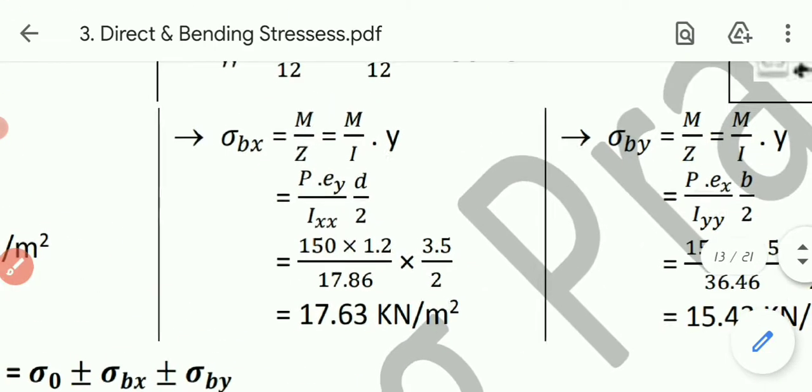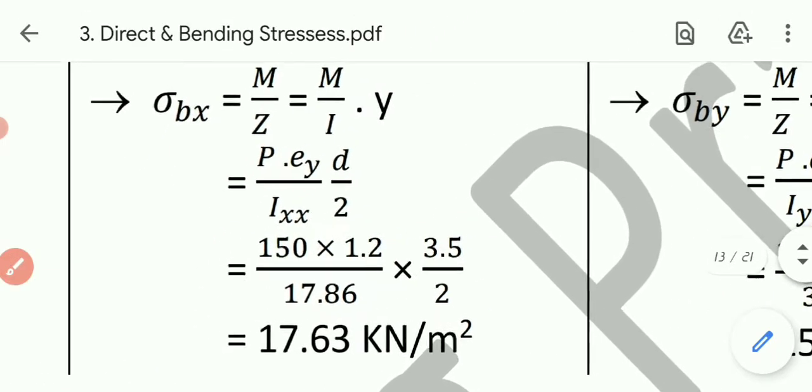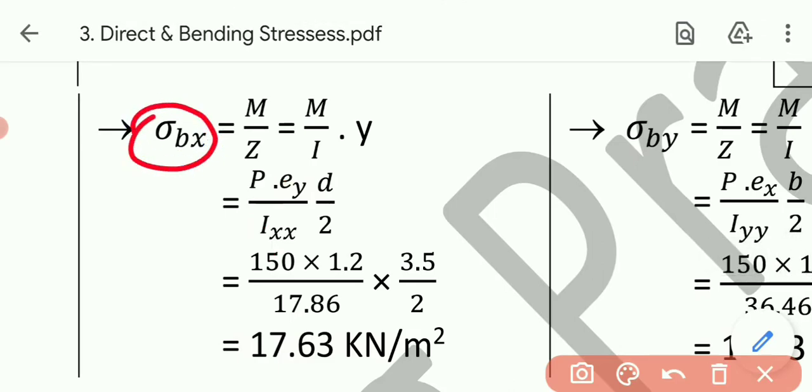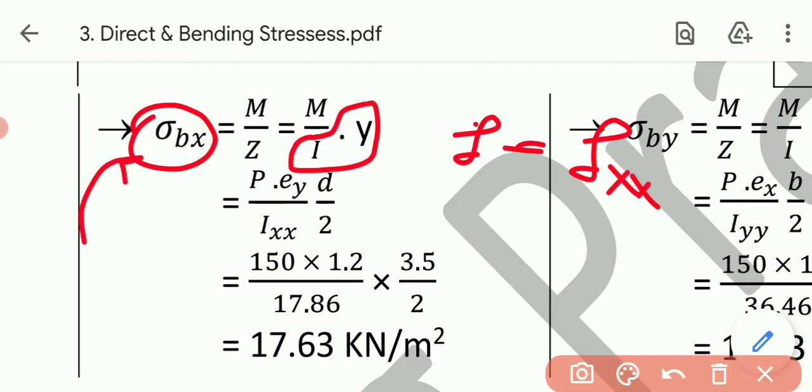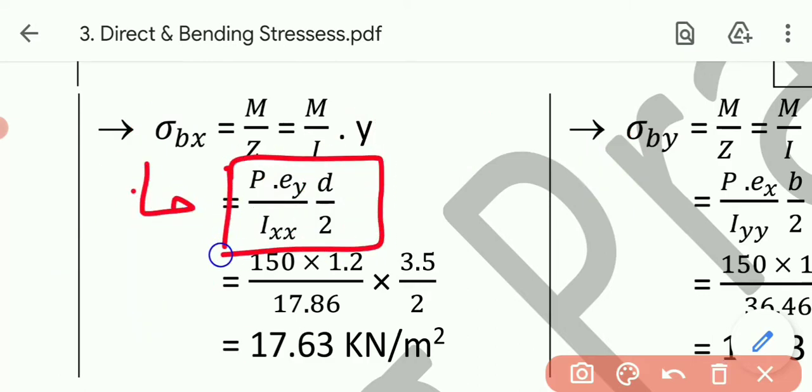Now as we are calculating, let me just zoom the sketch to make you understand the formula. As we are calculating sigma bx, I with respect to the x axis is bd cube by 12. So for sigma bx I will take Ixx. That is M by Z, where Z stands for I by y. I always take I equals Ixx for sigma bx, and the opposite eccentricity will be generated, so ultimately Ey will be there. With respect to y, we take y equals d by 2, as we are taking Ey. So ultimately the sigma bx formula will be P into Ey divided by Ixx into d by 2, and sigma by is exactly the opposite.